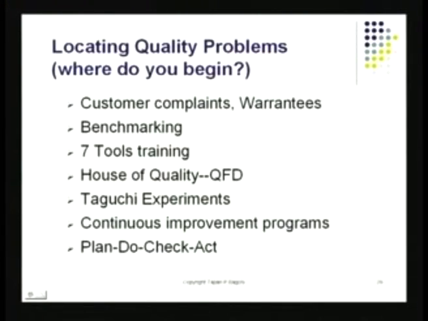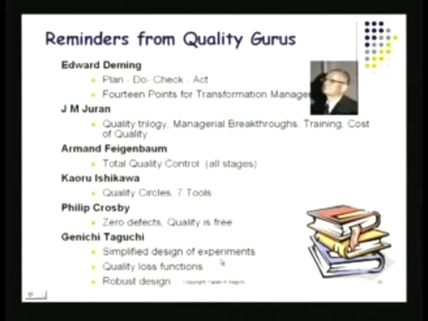I could also begin by doing 7 tools training. I could also do something called quality function deployment. That's a major input to designs. And of course, I can tackle problems by doing Taguchi experiments, which I'm going to show you somewhat later in this series of talks. I could work on continuous improvement projects, which are like Kaizen projects. I could also always do PDCA, which is what Deming wanted us to do. What did Deming ask us to do? Just to remind you, Deming gave us the PDCA cycle of quality improvement. And he gave 14 points for the transformation manager to worry about.